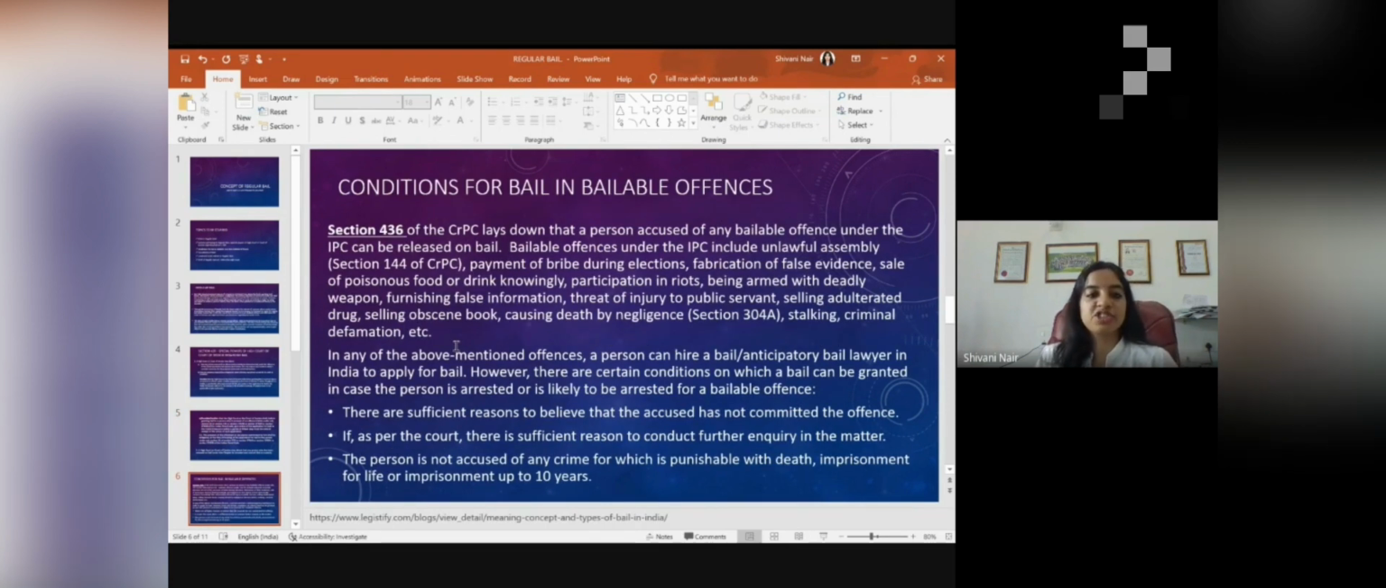Now, what are the conditions for bail in bailable offences? There are certain offences where the person has a right to be released on bail. And what conditions are those? Under section 436 of CrPC, it is stated that a person who is accused of any bailable offence under IPC can be released on bail. Bail is a right, and the right given under section 436 is to be utilized thoroughly by the accused in such a case. Bailable offences under IPC include, what are the offences?